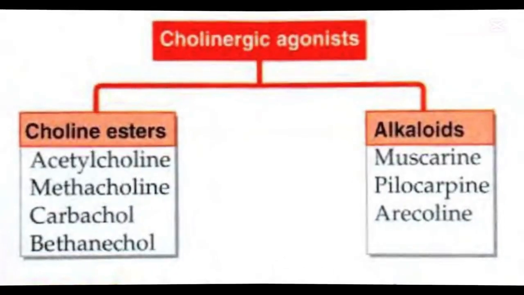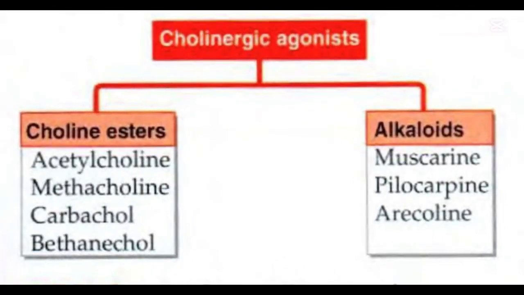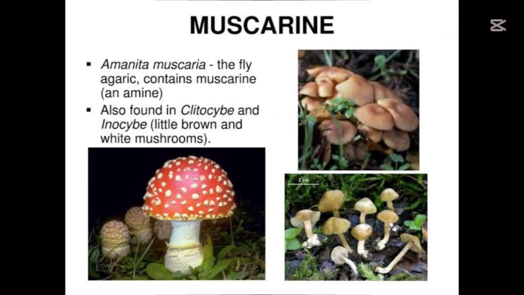Don't forget. So the next we'll be talking about is alkaloids. Alkaloids is the second one. The first one is called esters, which I explained, called MACB. Don't forget MACB: methacholine, acetylcholine, carbachol, and bethanechol. For alkaloids, we'll pick the first one, which is muscarine, because it has a mnemonic. I gave you previously the mnemonic MAP: Muscarine, Arecoline, Pilocarpine. So the first one is muscarine.